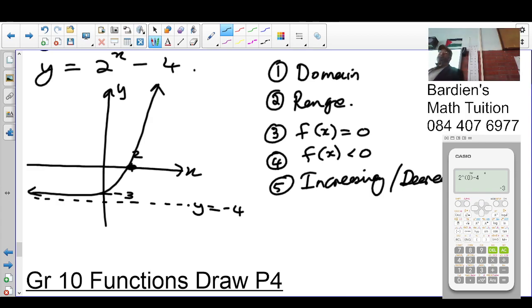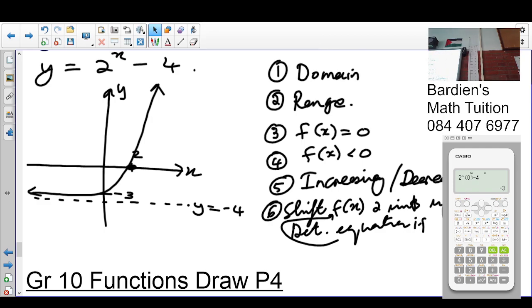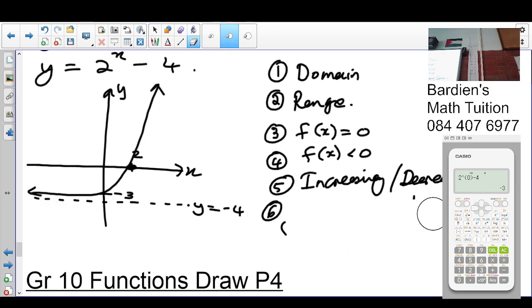There's no axis of symmetry on this graph. And let's say we shift f of x 2 units. So there I would say determine the equation if f of x is shifted 2 units up. Okay, so write that down quickly. Just write this neatly. Determine the equation.